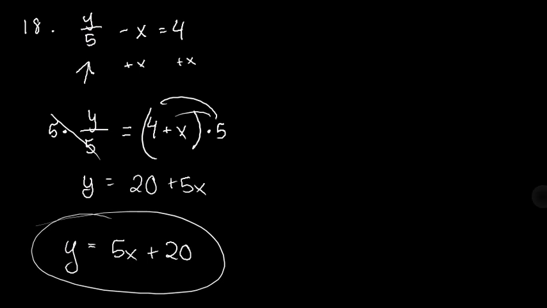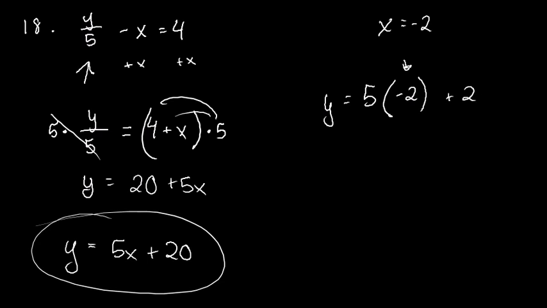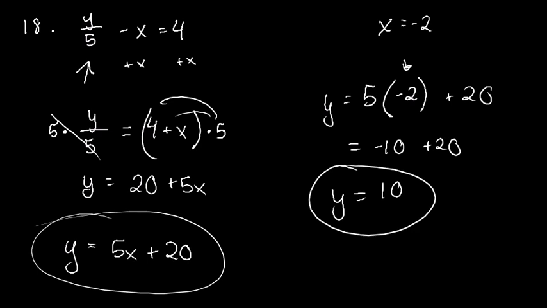I am not done. X equals negative 2. What does y equal when x equals negative 2? Well, we need to plug it in. I would separate it by using my parentheses. It's a good move. Negative 2 times 5 is a negative 10 plus 20. Negative 10 plus 20 is a positive 10. Y equals 10.